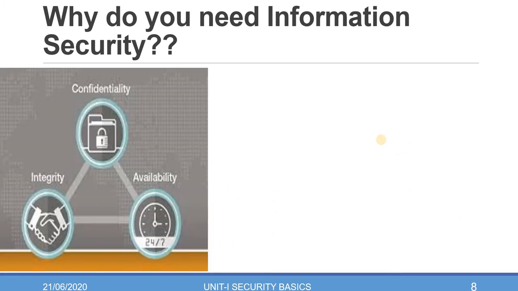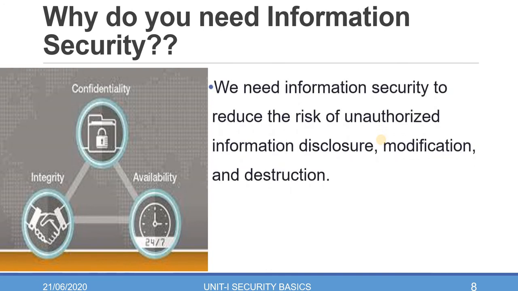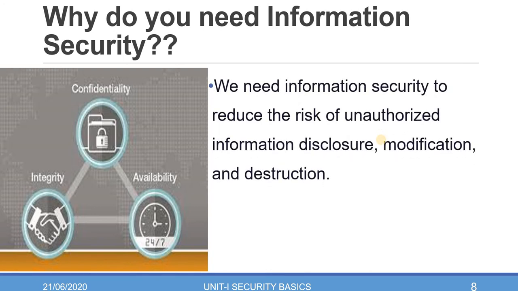So why do you need information security? You need information security to reduce the risk of unauthorized information disclosure, modification and destruction. So we need information security to reduce the risk of unauthorized information disclosure. You are maintaining the confidentiality, the integrity and the availability.